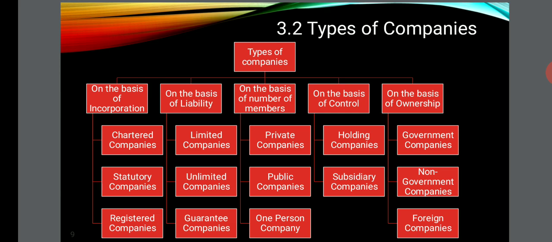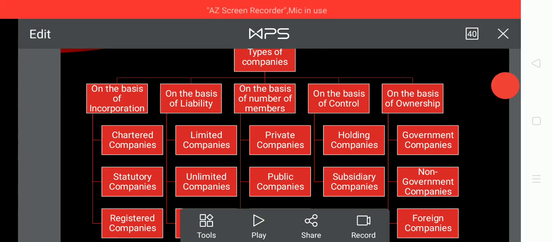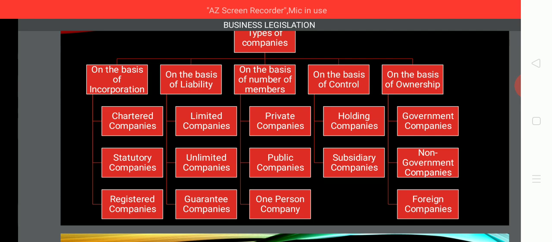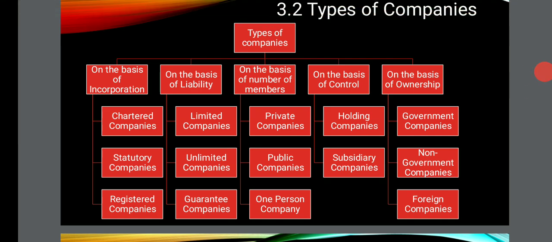Now, types of companies. On the basis of incorporation, on the basis of liability, on the basis of number of members, on the basis of control, and on the basis of ownership. Let us look into on the basis of incorporation. There are three kinds of companies: chartered companies, statutory companies, and registered companies. Chartered companies are the companies which are made by the charter of the sovereign. For example, East India Company was a chartered company. It was made by the charter of Queen Elizabeth.